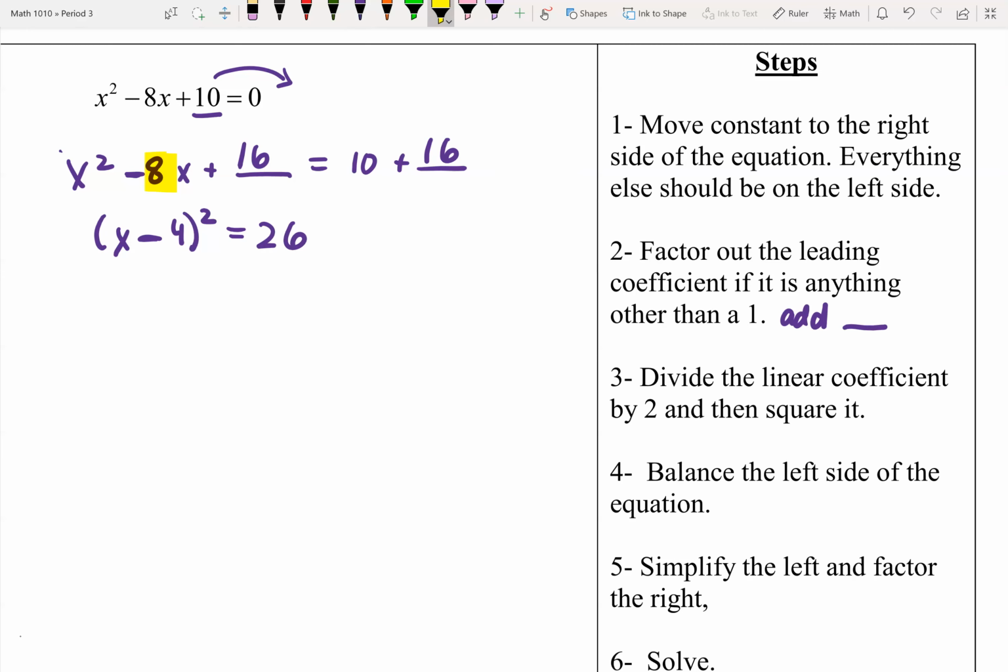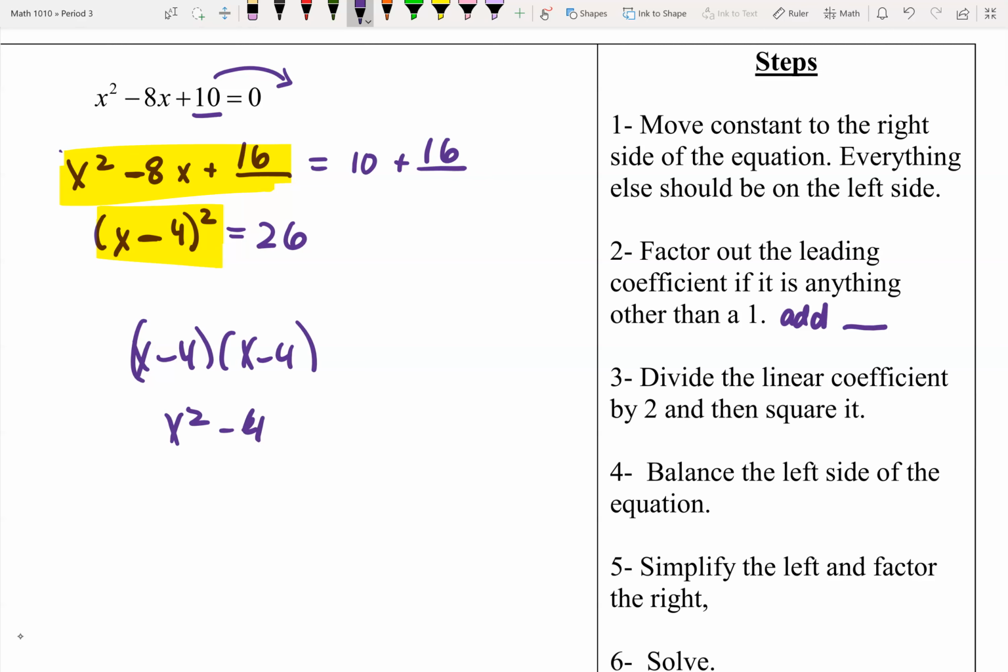People get confused and they're like, how did you get from there to there? You could answer the question with one word. What did we do? You factored it. Yes, I heard someone say it. You factored it. If I FOIL out, don't write this down, but if I FOIL out x minus 4 squared, looks like that. That's x to the second minus 4x plus 16, which is exactly what I had right there. So I just factored it.